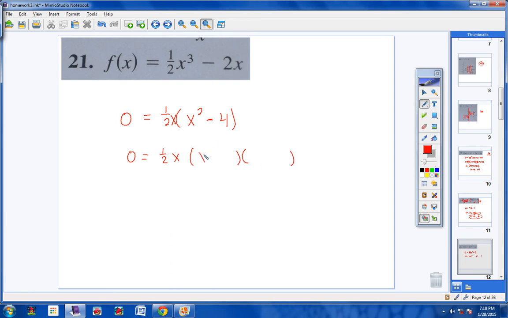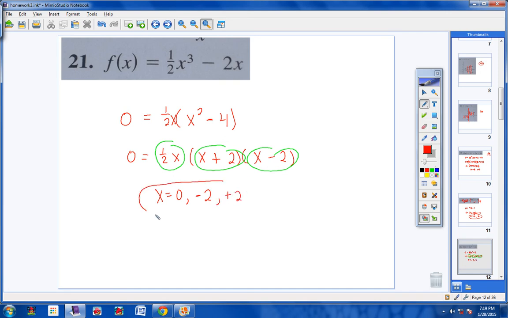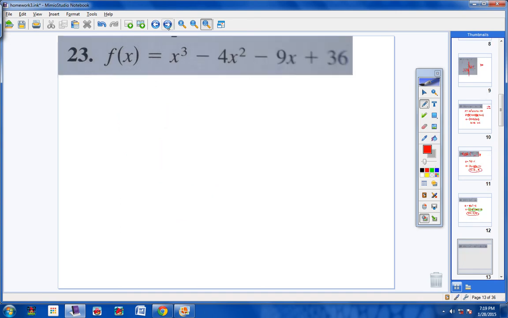The square root of x squared is x, so we'll put it here and here. The square root of 4 is 2, so we'll put it here and here. Make one positive, make one negative. Now, I have three groups. Any group that has an x is a group that I have to use to solve. So if I take 1/2 x and set it equal to 0, divide both sides by 1/2, x equals 0. If I take this group here and set it equal to 0 and solve, I will get negative 2. If I take this group here, set it equal to 0 and solve, I will get a positive 2. So there are the zeros or the x-intercepts of this function, okay? And that's number 21.